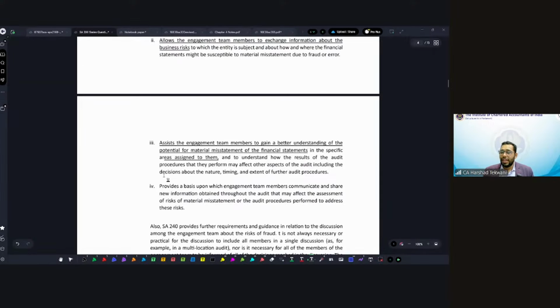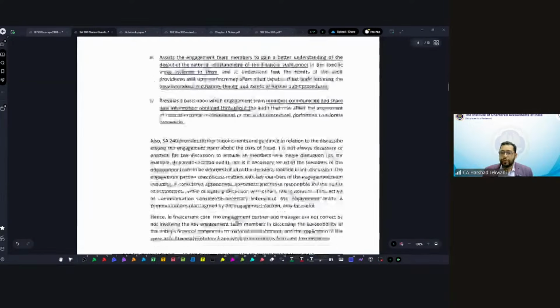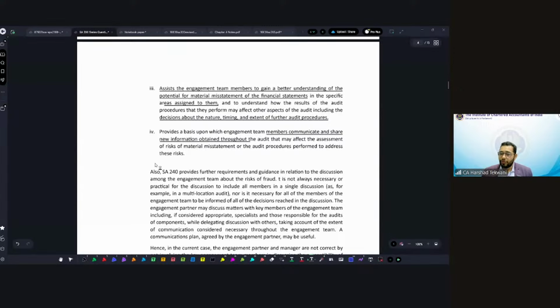Discussion about the nature, timing, and extent, and the decision about the nature, timing, and extent of the audit procedures. You discuss and then you take the decision. And then you communicate and share new information, if you have received any, within the team. Also, SA 240 talks about the auditor's responsibility with respect to fraud. It also talks about the fact that you need to involve all team members. You need to inform all team members in the discussion. Then only they will be able to understand what the appropriate outcome is.